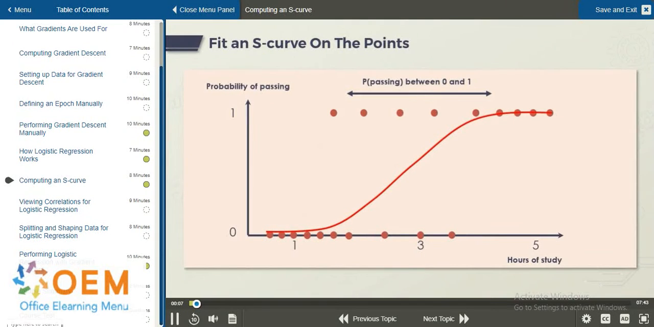Right from where we left off. On screen now, we have an S curve which we've attempted to fit as best as we could through the points which are represented in 2 dimensions. On the x-axis, we have a continuous variable, the number of hours of study. On the y-axis, we have a categorical variable denoting whether the student passed or failed in a test.